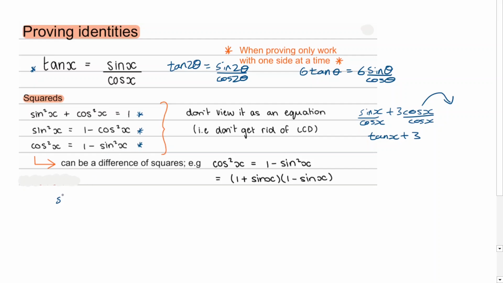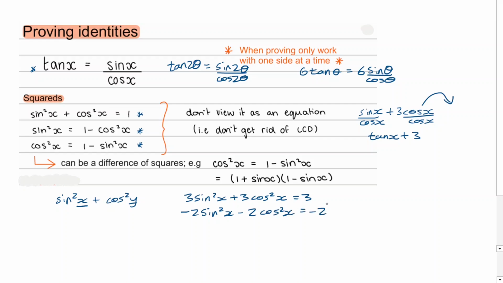Be careful if you had something like sine squared x plus cos squared y. That doesn't equal 1. It's only if the angle is identical. Another cool trick is if you had 3 sine squared x plus 3 cos squared x, then the answer to that would be 3, because you could just take out a 3, and in brackets you'd have sine squared plus cos squared, which is 1. And so just look out for that. Whenever you have the same coefficient for both, the answer can just be that coefficient.